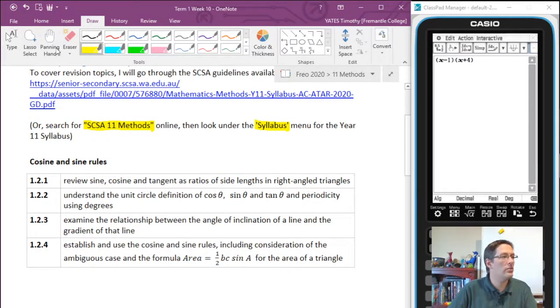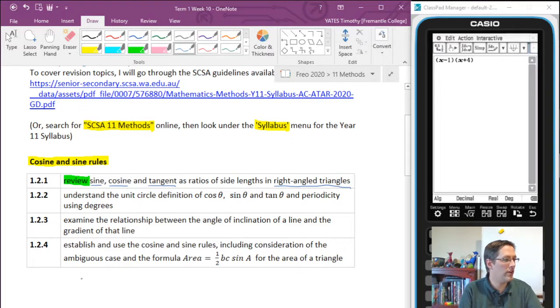Okay, so now let's have a look at what you're expected to do. So first up, just let me get myself set up here. So there's a few basic ones. We're just going to skip straight to the cosine and sine rules section. It starts off pretty straightforwardly, and it's got the word review here. Review means it's basically stuff you're expected to know already from previous years. And it says review sine, cosine, and tangent as ratios of side lengths in right-angled triangles.